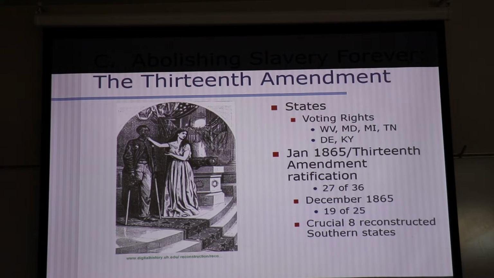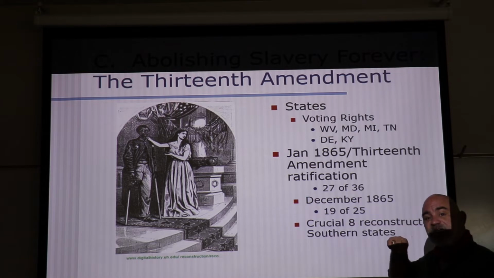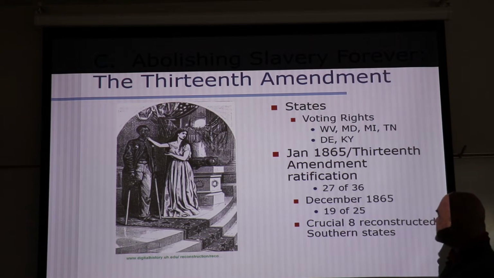Now, to make sure that slavery was abolished, I should have read this before, this is C, abolishing slavery forever, the 13th Amendment. So on January 1st, 1865, the 13th Amendment is ratified, which means it's issued by the national government and put out to the states. So they needed 27 of the 36 states in the Union of America at that time to vote yes and agree to it. And if 3/4 of the states agreed to it, it's added to the Constitution.